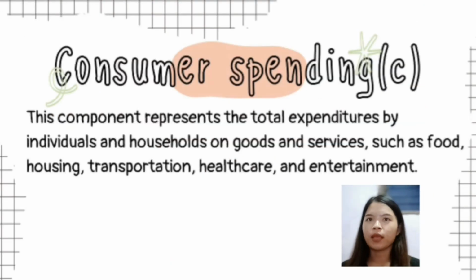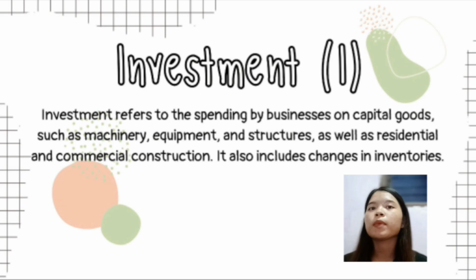Consumer spending. This component represents the total expenditure by individuals and households on goods and services, such as food, housing, transportation, healthcare, and entertainment. Investment refers to the spending by businesses on capital goods, such as machinery, equipment, and structures, as well as residential and commercial constructions. It also includes changes in inventories.